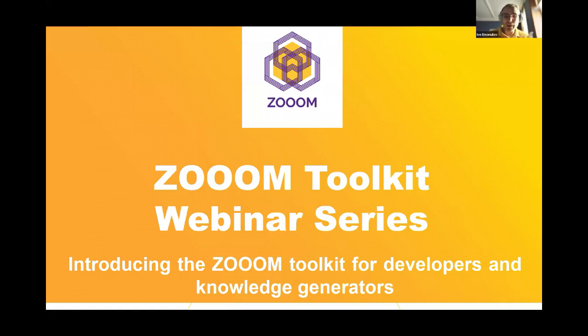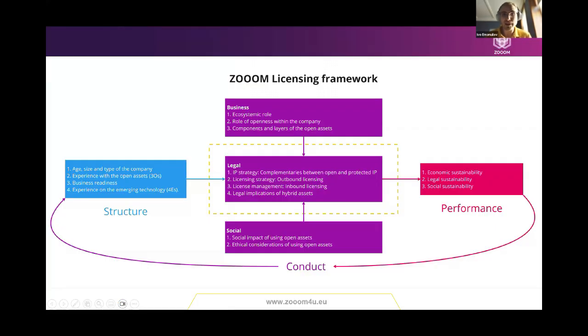So with ZOOOM and with the toolkit, we aim to support organizations in making sense of, first of all, their business model. So making sure that they have a strong foundation and understanding of how they're going to generate revenue, and only then making a strategic decision on whether open source is the way to go for them or not. So without further ado, let's go to how the ZOOOM Toolkit came to be. It was born out of a licensing framework that we developed first in the project.